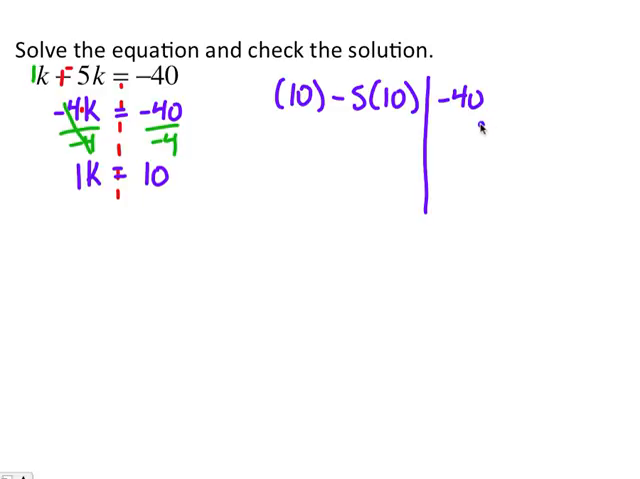The right side's already simplified. We just need to simplify the left side. Remember to follow order of operations. So this is multiply that right in here, and that needs to go first. 5 times 10 is 50. Bring down this minus 10 here. We're going to add the opposite. 10 plus negative 50 is negative 40. So since both sides are equal, that means that our answer, k equals 10, is the correct solution.